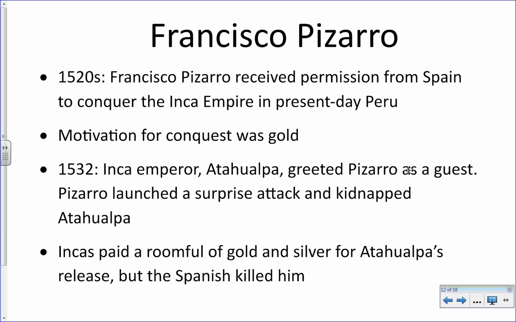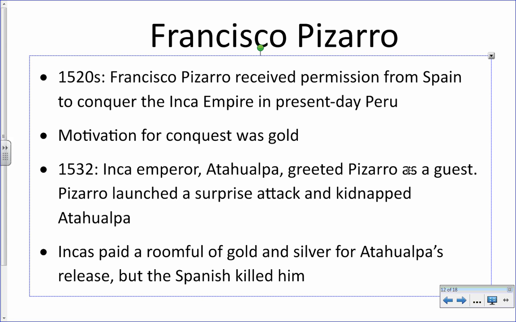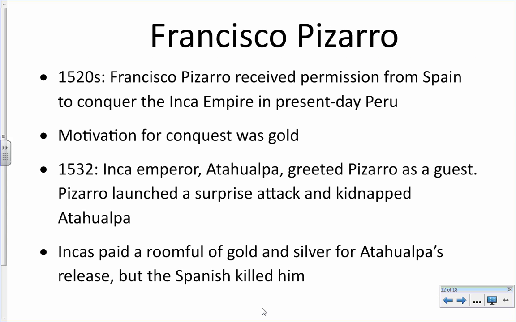Okay, Pizarro wanted to sail to present-day Peru because of the rumors he had heard of gold up there, and that's where he went under the patronage of the Spanish crown. He met the emperor of the Incas, Atahualpa, who again met Pizarro as Montezuma met Cortez, as a guest, and treated him as a guest. Pizarro and his conquistadors used that to their advantage.